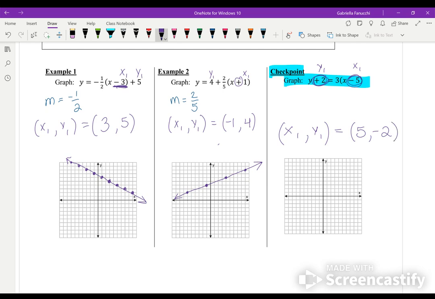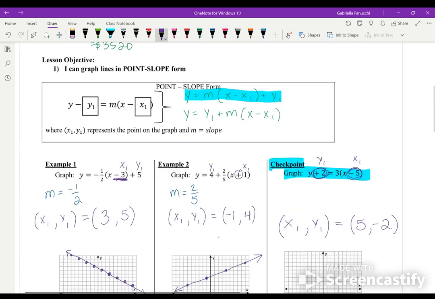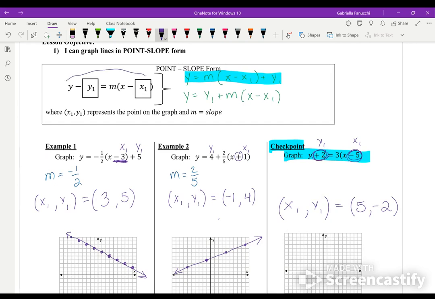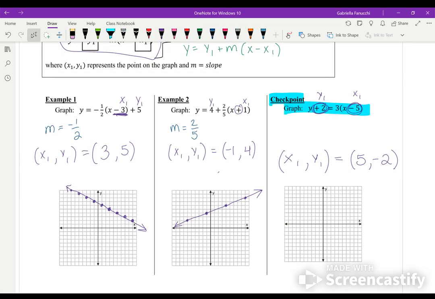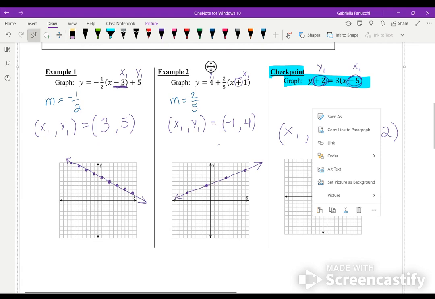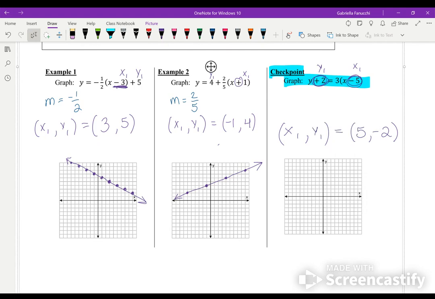Look at where the y1 is at. It's on that left side, like the very first one right here. Since it's like that, you take the opposite sign. If it's on the right side with everything else, then it's just the sign that's in front of it. So do the slope and go ahead and graph that one, and I'll be checking that in class.